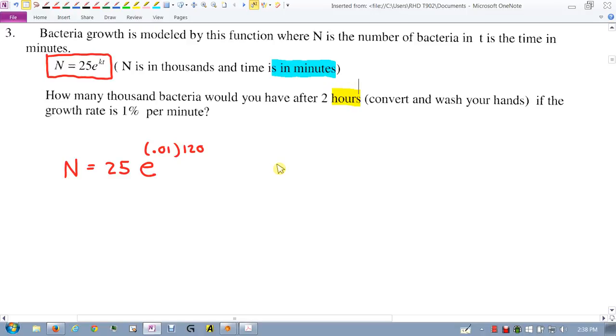25 e to the 0.01 times 120. What are you getting? 83? Approximately 83. Let's just say approximately 83. All right, we'll round it. Okay, so now, yeah, in thousands, right? So this would be 83,000 bacteria.